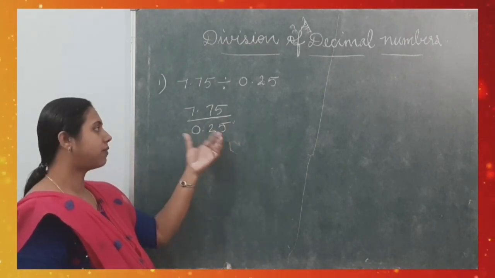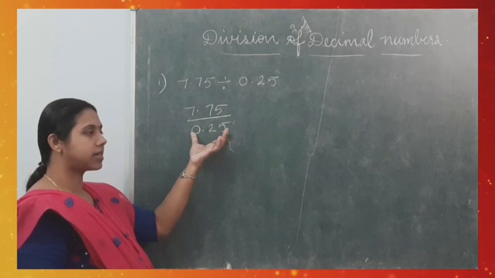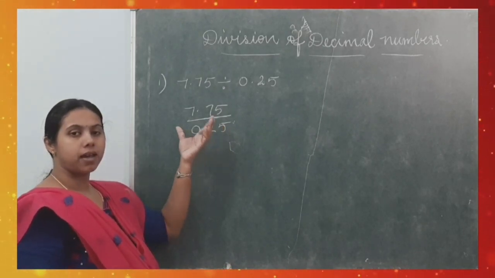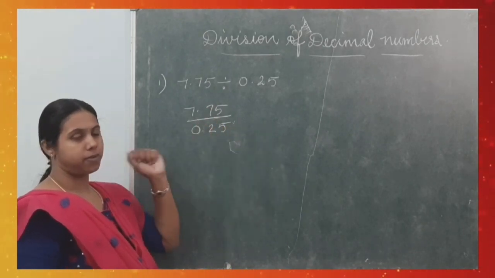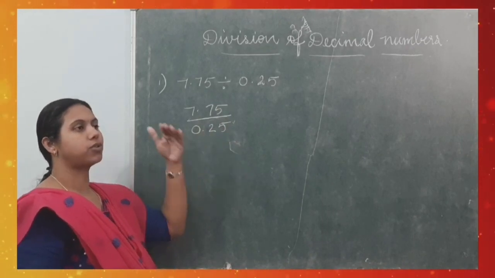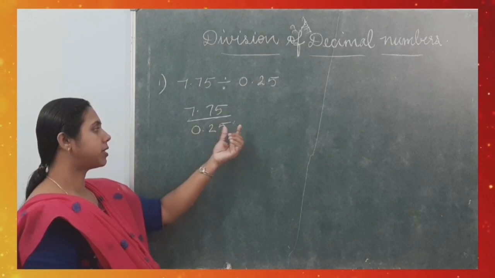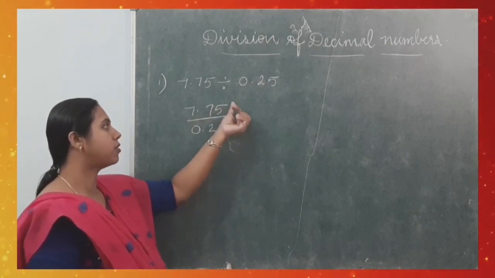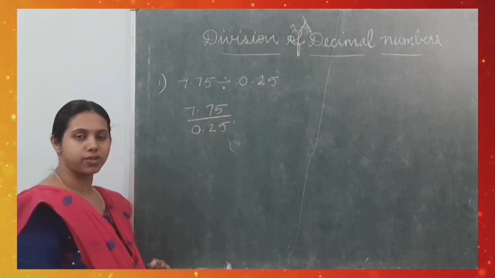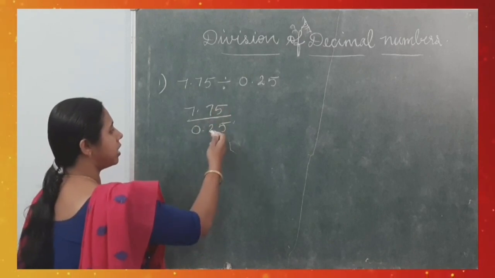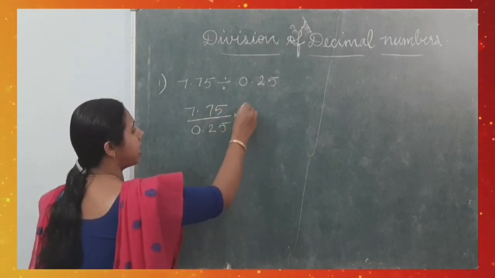To get that, we want to multiply this number by 100, because there are 2 decimal places. So when you multiply the denominator by 100, with the same number you should multiply the numerator also. So numerator and denominator are multiplied by 100.